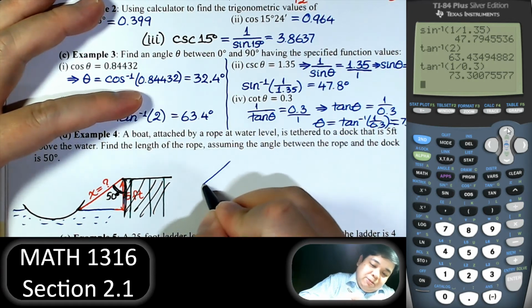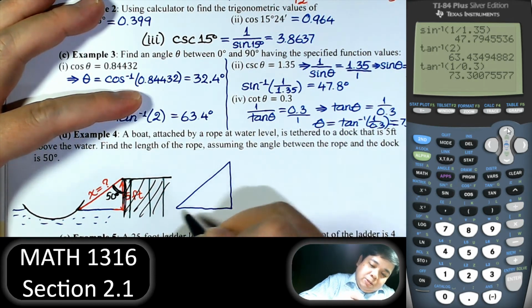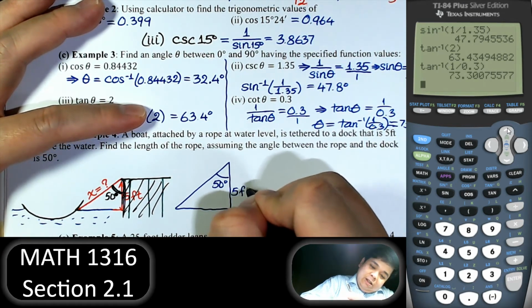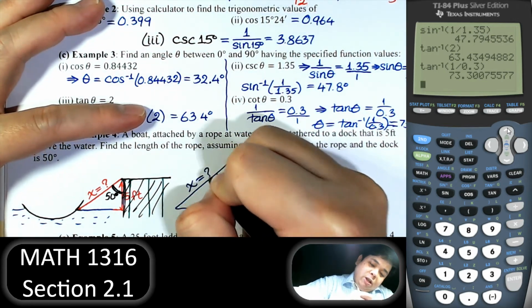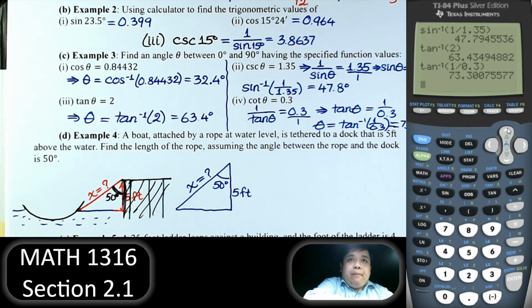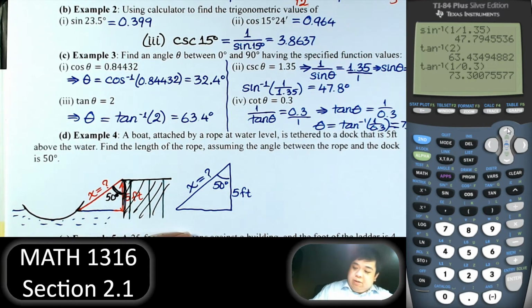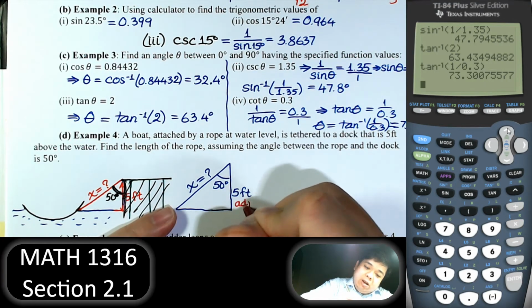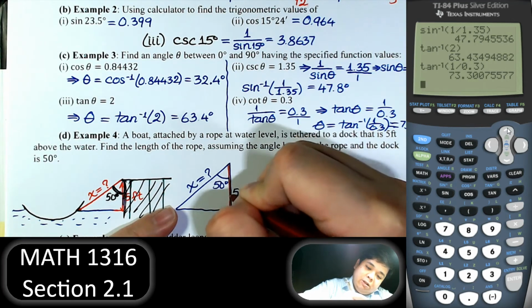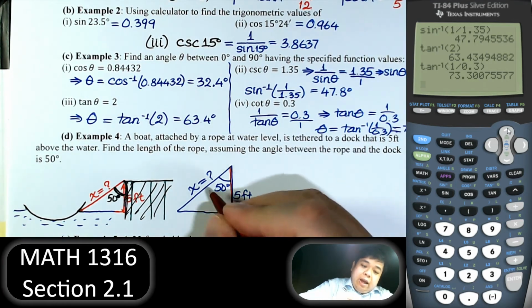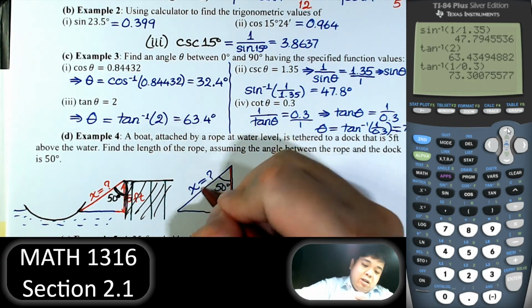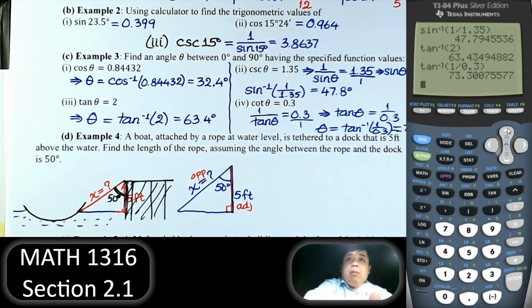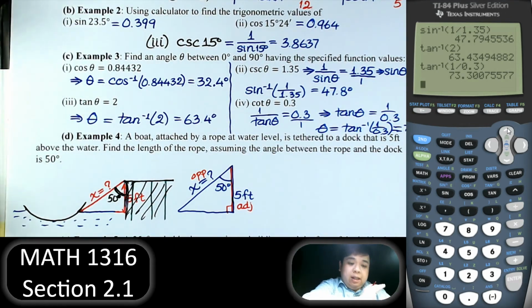So this angle is 50 degrees, and we have 5 feet here, and we need to know that. So what is x? In this case, with respect to the 50-degree angle, the 5 here is adjacent to that, right? Adjacent to the 50-degree angle. And x is the longest side, so that's going to be opposite. So we just look for the ratio that has opposite and adjacent.